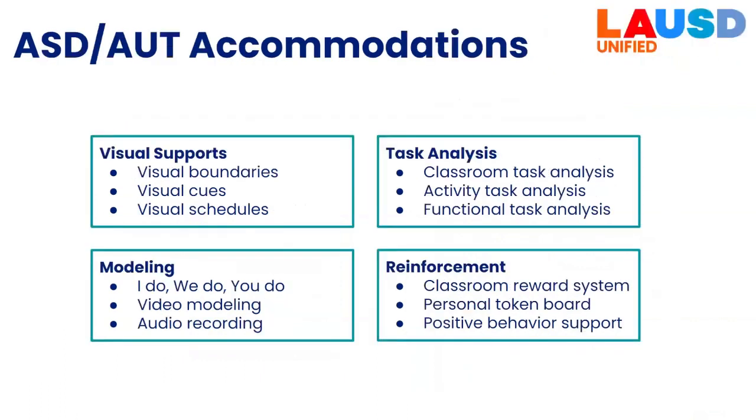Here are some accommodations you can use with students with autism. Let's begin with looking at visual supports. One example is visual supports that include visual boundaries, visual cues, and visual schedules. Visual boundaries help students navigate the classroom and/or their environment. For example, a picture of a computer in the computer area helps students understand the purpose of the different classroom areas. Another type of accommodation is modeling.